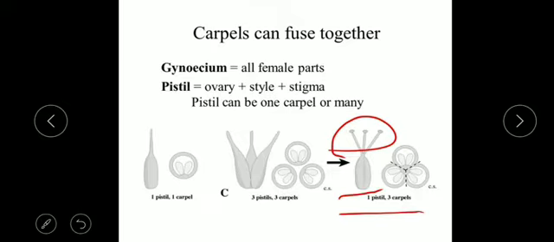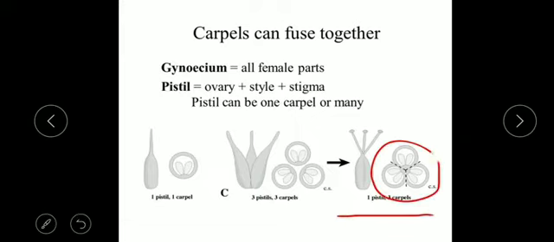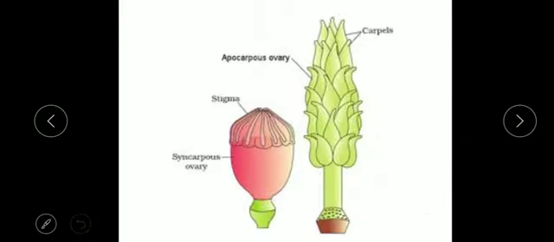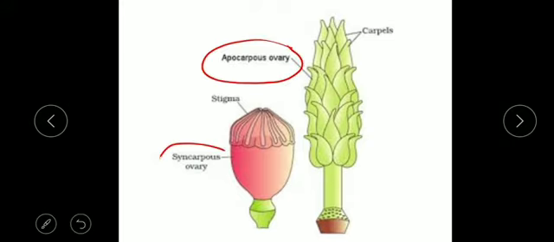When we take the section of the ovary, you can see a section like this. They have three chambers, so this is the tricarpellary condition. Okay, so this is one part. Next, the apocarpous ovary and syncarpous ovary, or sometimes you can call it apocarpous gynoecium or syncarpous gynoecium. What exactly are apocarpous and syncarpous?